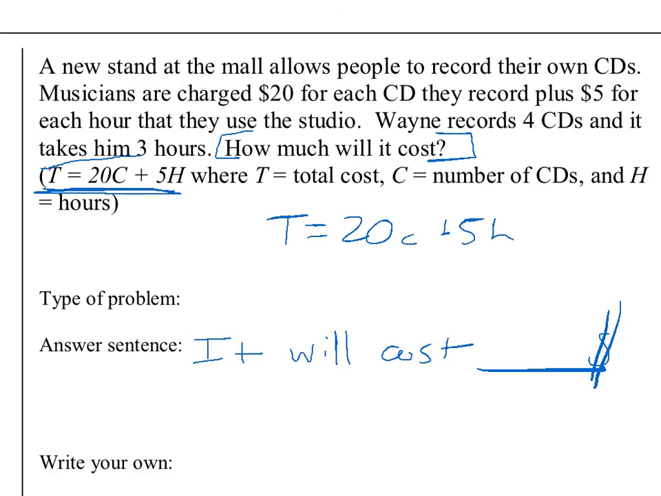And in order to solve that equation for the T, total cost, what other two important values do I need? Oscar. The CDs. I need to know the number of CDs. So here I want to reread the problem. And where do I see the number of CDs? Yeah, 4 CDs. So that's an important value. What other important value am I going to need if I'm going to solve this equation for total cost? Renee? 3 hours.